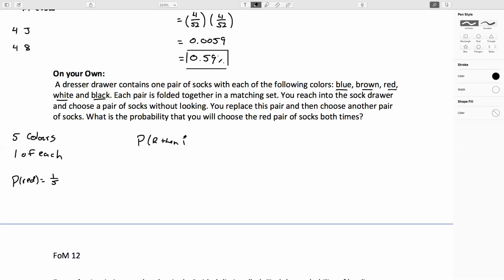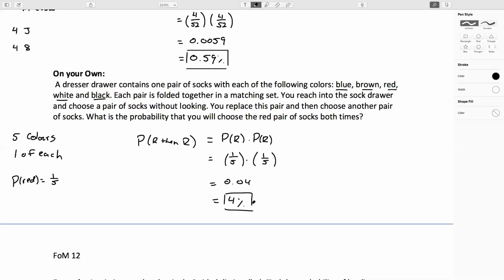So if we want the probability of red then red, it's simply given by the probability of red times the probability of red. Since this is independent, because we're replacing the socks, both of our probabilities are just 1 over 5. Which gives us a probability of 0.04 or 4% probability. So that's 1 in every 25 tries, you're going to get red both times.